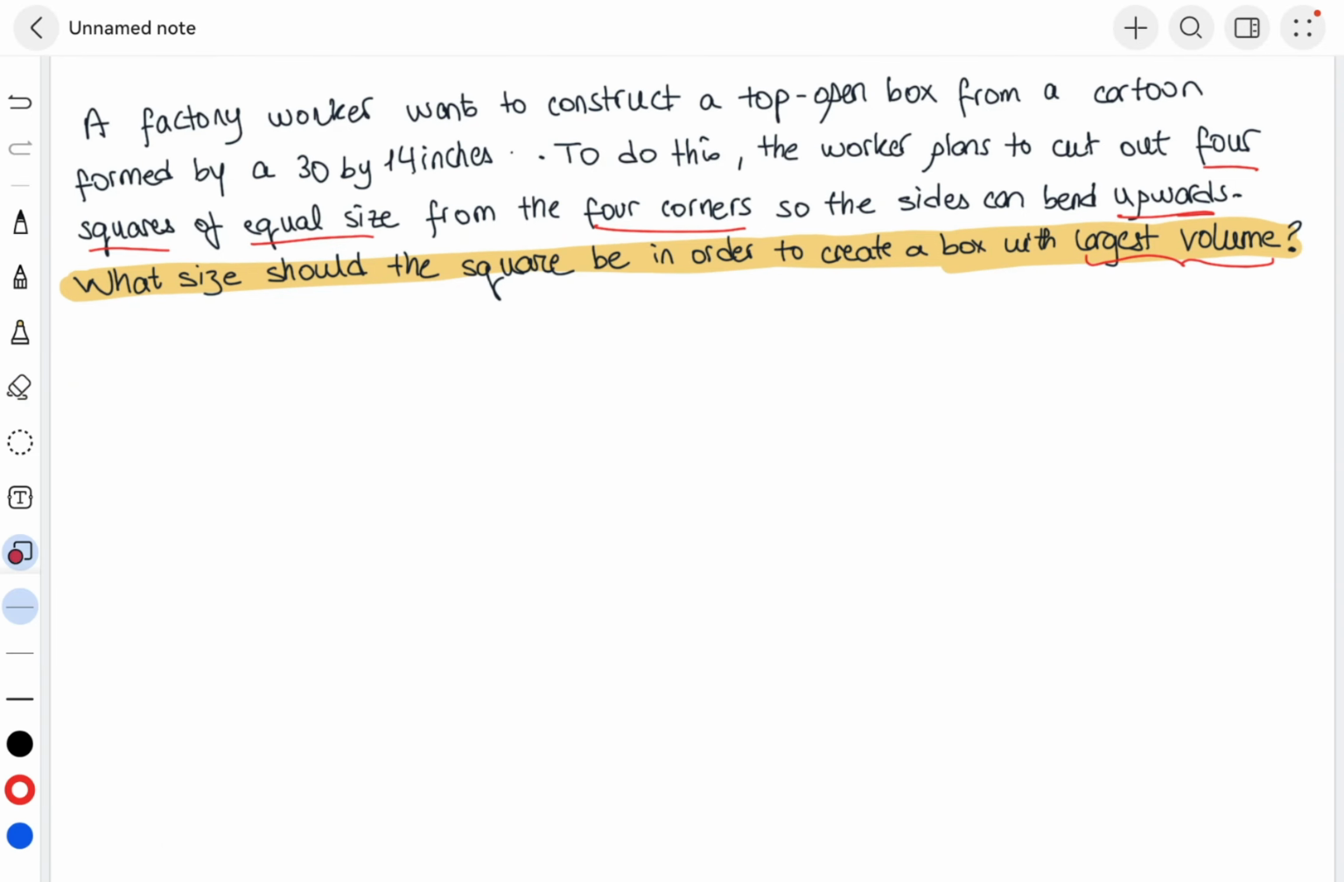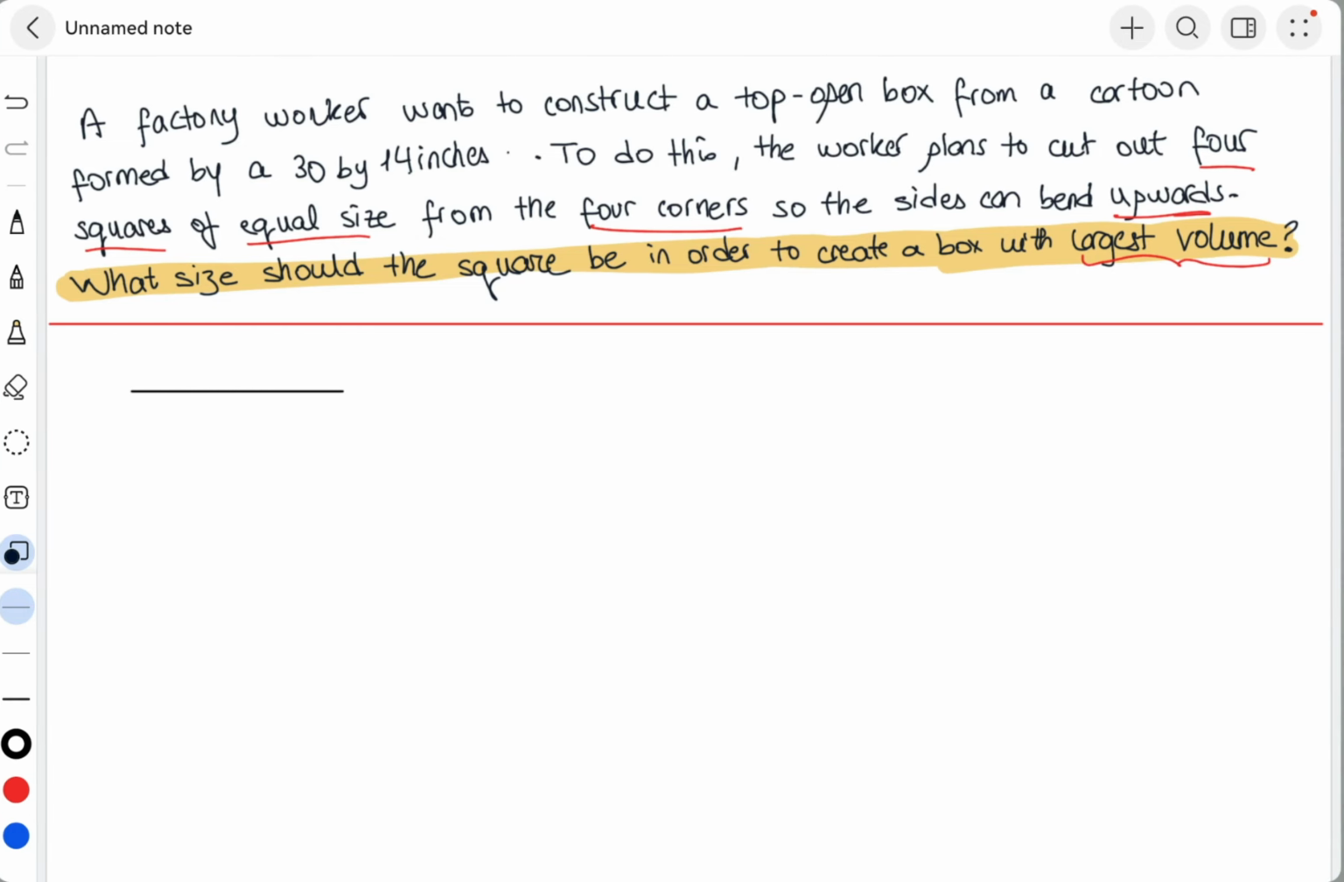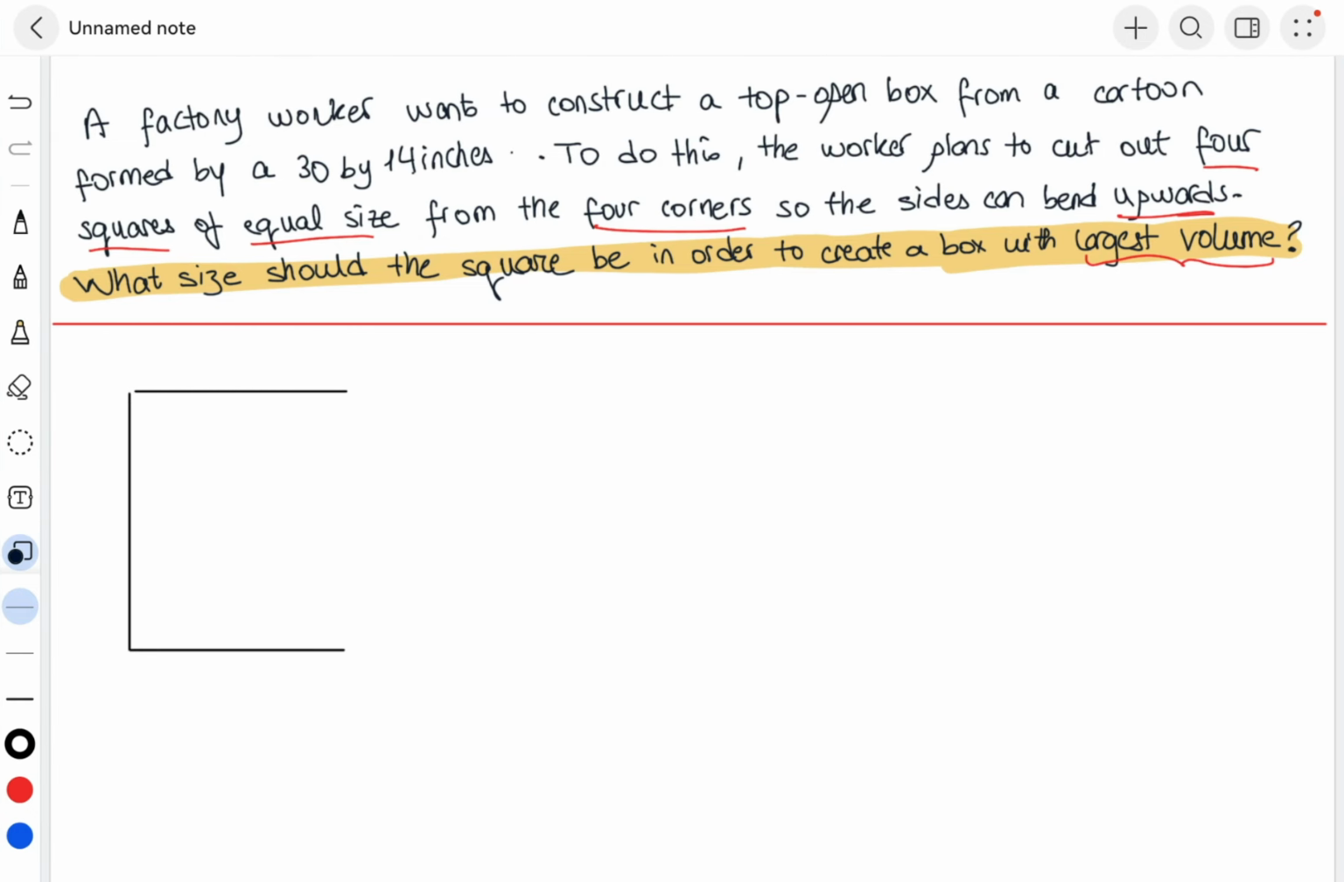So here it's the same question as we had before. The only difference is that I changed the numbers. Before we had 15 and 7, now we have 30 and 14. So our large side is 30 and our small side is 14. As we said, we are cutting boxes from each corner with a size of x by x to be able to make a box out of it, and we care about the maximum volume that we can get.